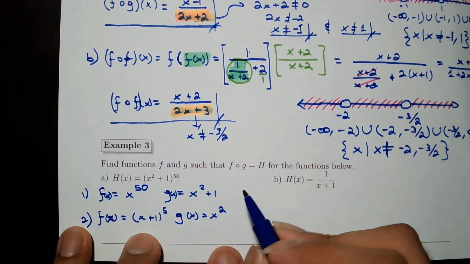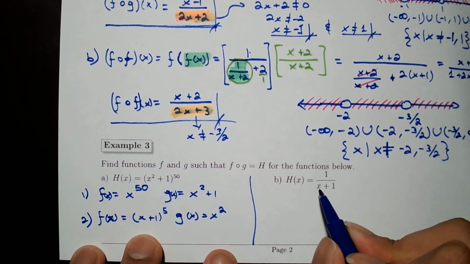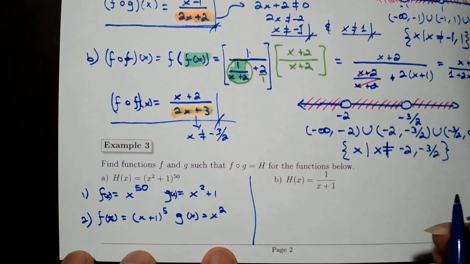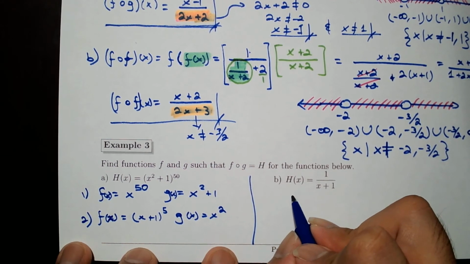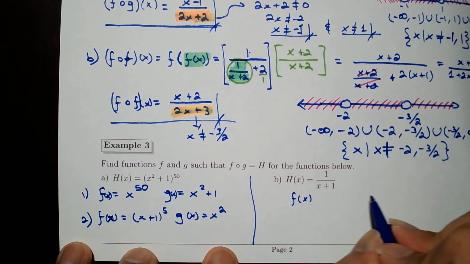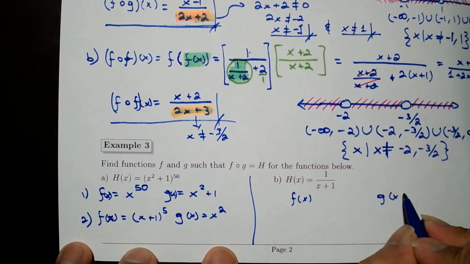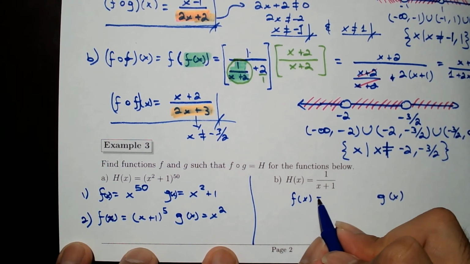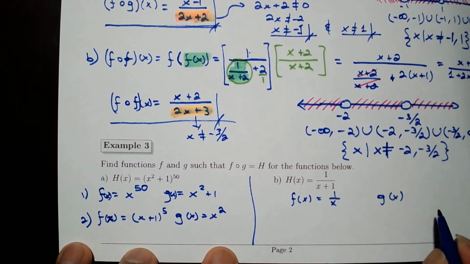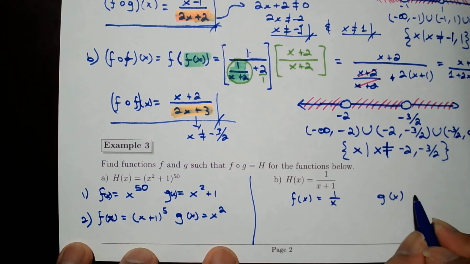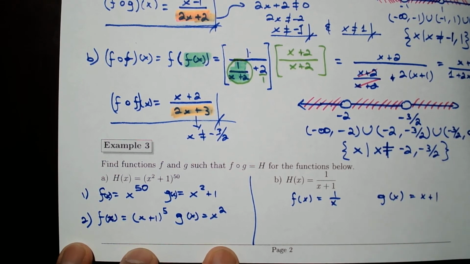Let's look at another example. Big H of x equals 1 over x plus 1. So first of all, I can think of f of x and g of x. I could think of f of x as simply being 1 over x, and g of x, the function that goes inside, as x plus 1. Because if you plug in x plus 1 over here, that becomes 1 over x plus 1.